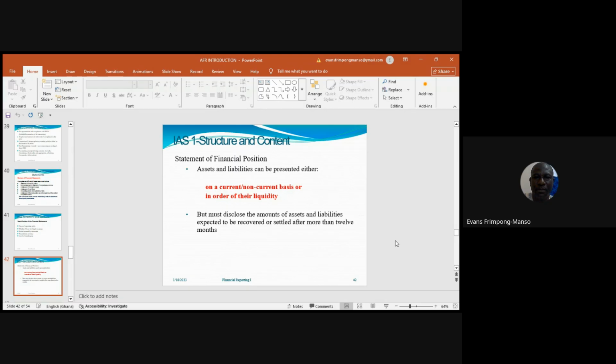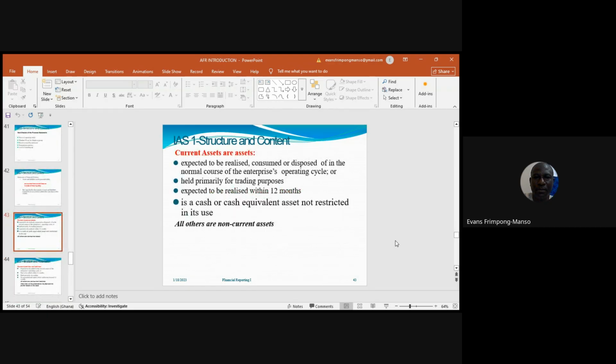So this is the format, because I've told you IAS 1 is giving you the format for the preparation of the financial statements. So it is not today that I'm going to classify current assets and non-current assets. You know them from your foundations. So these are not anything new.